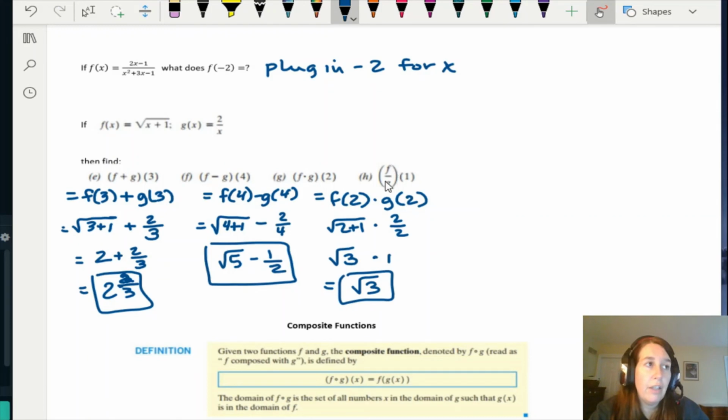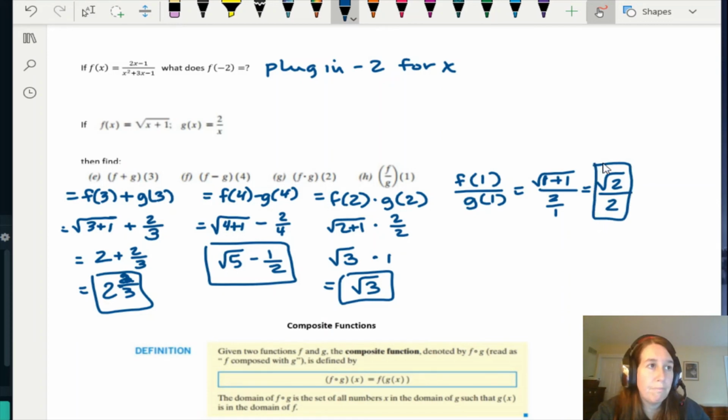And then finally, the f divided by g of 1 would be the f of 1 divided by the g of 1. And so that's looking like the square root of 1 plus 1 divided by 2 divided by 1. See, this is probably the one where it's simpler to do it this way because 2 over 1 is just 1. So this is the square root of 2 divided by the number 2. Okay.